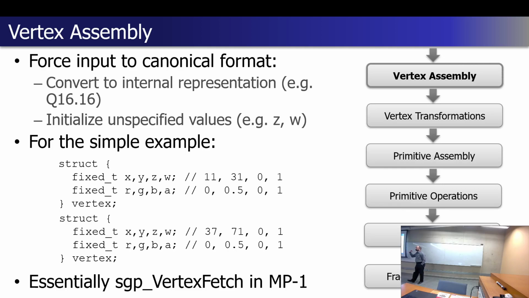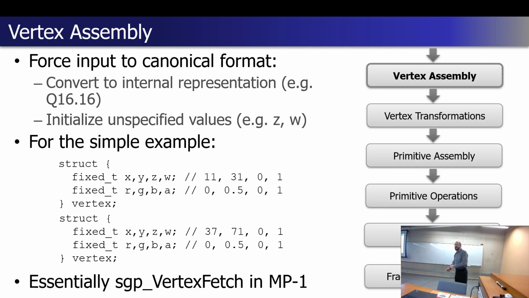One is to do just blatant data type conversion. So if stuff was specified as integers, we need to convert it to whatever our hardware is going to need it to be eventually. Or if it's specified as IEEE 754 floats, maybe we don't want to do that in our hardware, and our design decision is we're converting it to that Q16.16 fixed point representation.